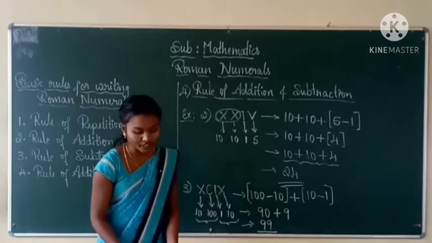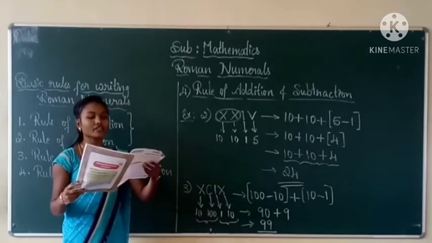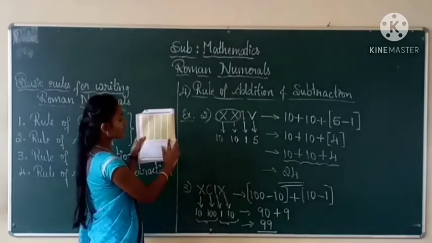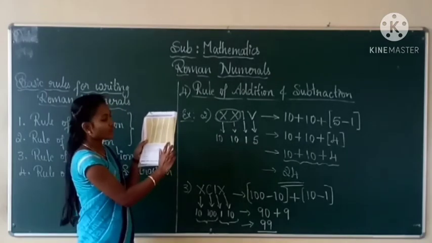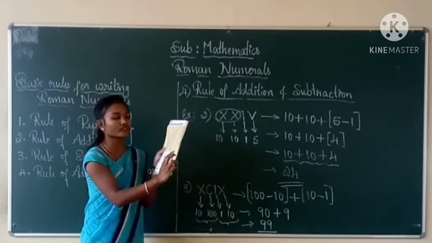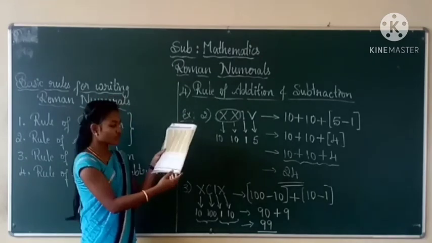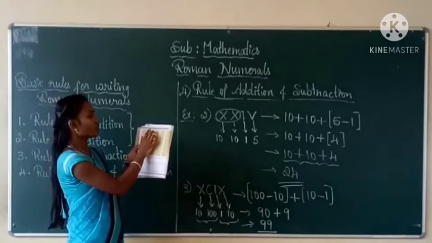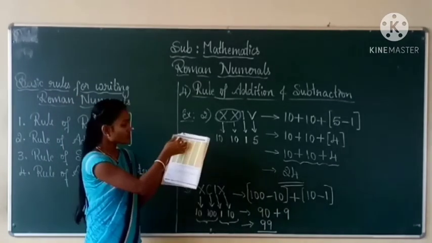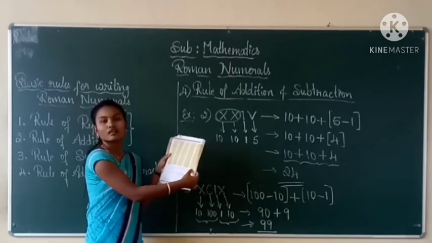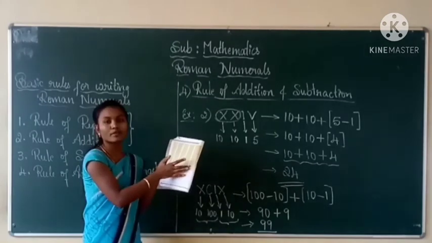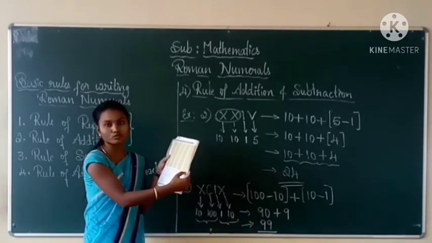You can see in your textbook. Open the page number 74. Here you can see the symbol of 99. X, C, I, X. It is the Roman numeral for 99. So in your textbook you can see the Roman numerals with their Hindu Arabic numerals up to 100. So from 1 you can see till 100. So you have to write these Roman numerals from 1 to 100 in your notebook.